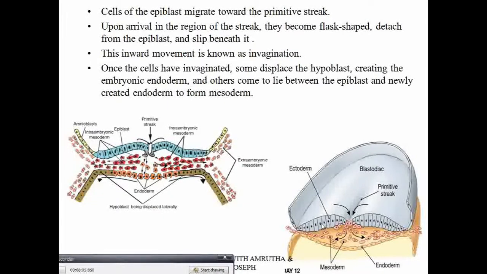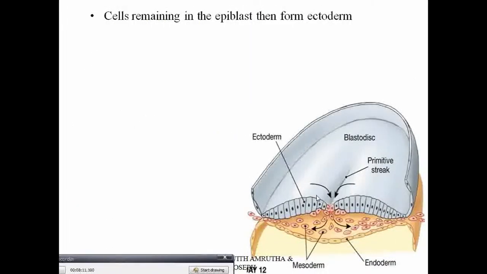Now what is remaining? The ectoderm. The cells that remain in the epiblast are called ectoderm. So we can say that cells move from the epiblast, reach the hypoblast, and replace the hypoblast to form the endoderm. Some cells occupy the area between the epiblast and the endoderm, called the mesoderm. Whatever cells remain in the epiblast after all this process are called ectoderm. So we have three layers now: ectoderm, mesoderm and endoderm.